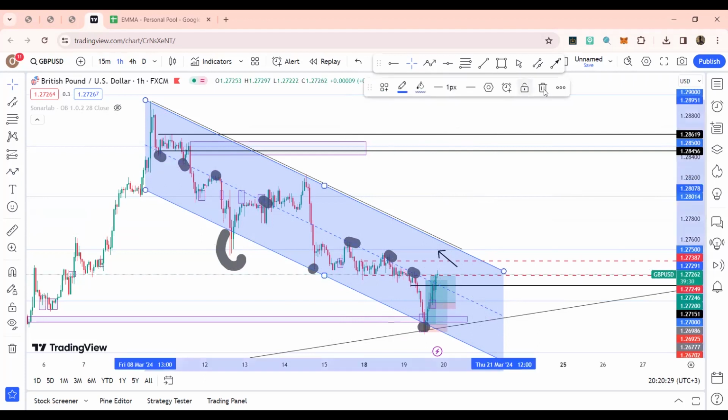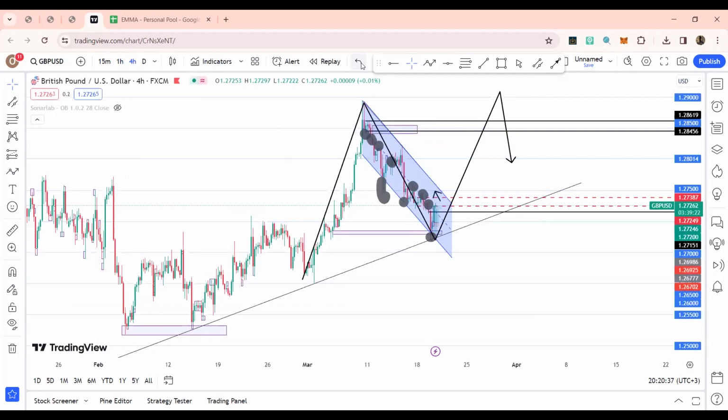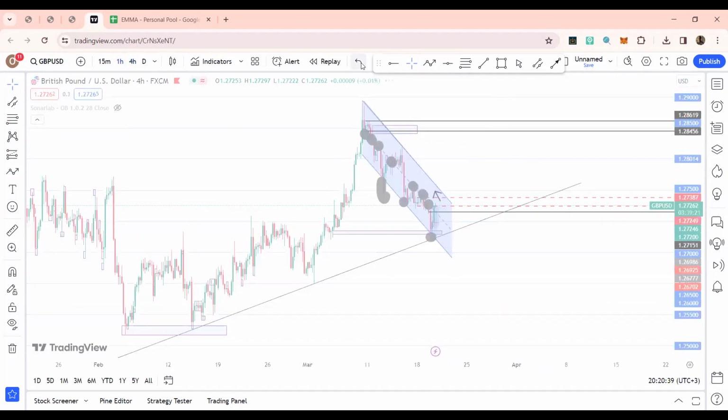Of course, we're entering the Asian session, but I still expect this area to hold. Yeah, I still expect this area to hold some momentum. Let me just undo those drawings.